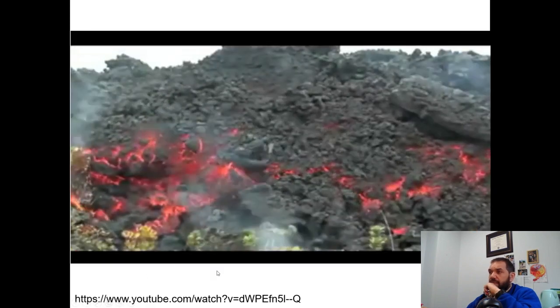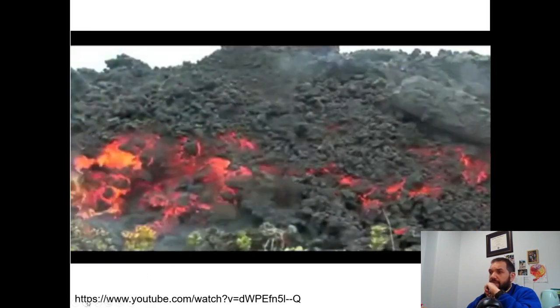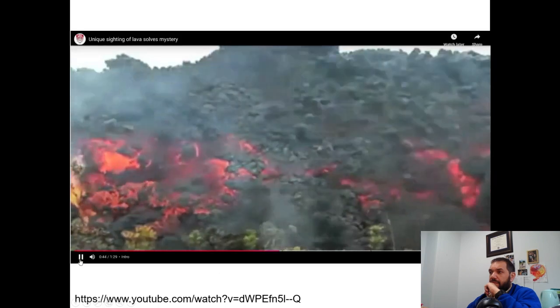Oozed out for the months that followed. That's lava that was still moving almost 1 year after the eruption stopped.